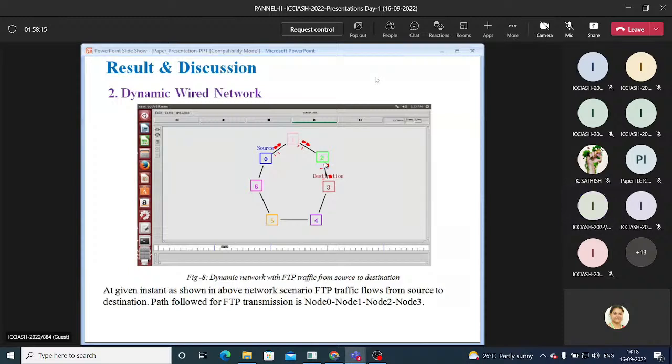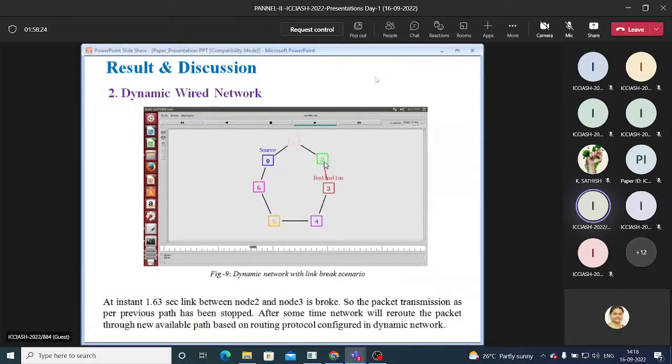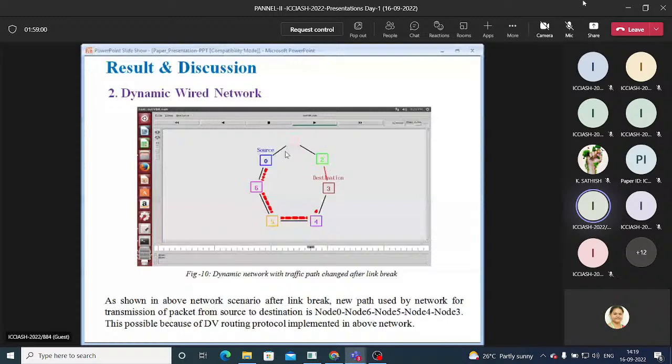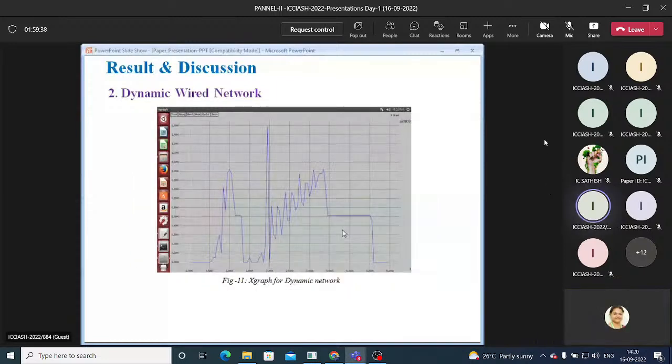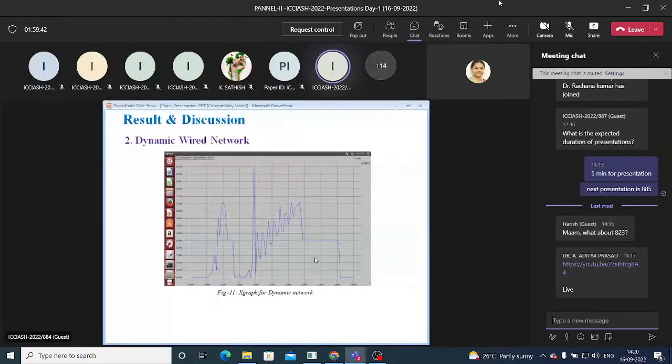But as I said earlier, dynamic networks are adaptive networks. They can adapt easily to changes in topology. What we have tried to show here is that whenever there is a link problem, the protocol implemented in the network, that is distance vector routing, will try to find another route for sending data from node 0 to node 3. This is shown in the next slide, where the previous path was from 0 to 1, 1 to 2, 2 to 3. But if there is a problem in the link between 2 and 3, then the route is automatically changed to 0 to 6, 6 to 5, 5 to 4, and 4 to 3. This is possible in a dynamic wired network with the help of routing protocols, whereas in static networks there are no routing protocols. Again, we have plotted a graph for dynamic networks using XGraph and the gnuplot utility of NS2.